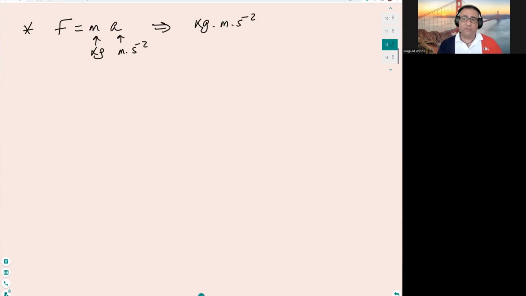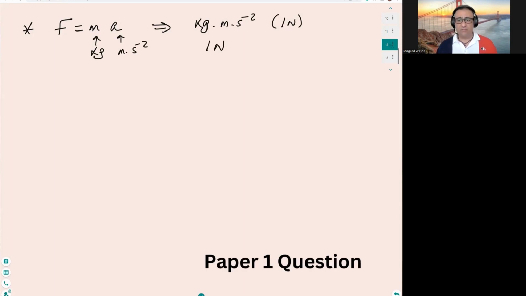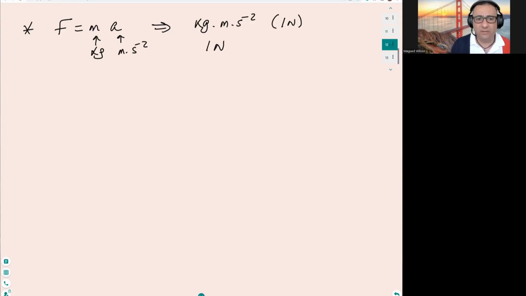And then we call this unit Newton. So I can say 1 Newton. It could be an easy Paper 1 multiple choice question: what is 1 Newton? 1 Newton is 1 kilogram meter second -2. It all comes back to the basics, the skill to derive and express the physical quantity using the formula. I'm just using the formula and then deriving the unit.